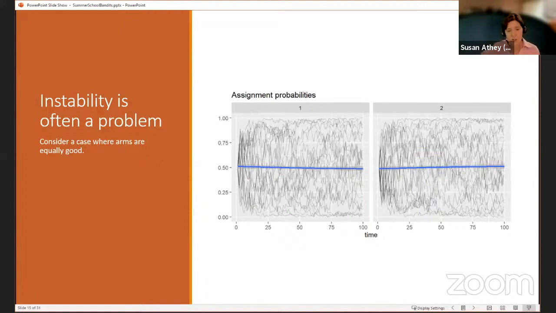Now there are edge cases. This is a particular picture of what happens when the arms are exactly equally good. These are assignment probabilities over time, and I'm using Thompson sampling here, so the assignment probability is proportional to the probability that you think an arm is good. And you see that there are a lot of cases here where the bandit gets confused and thinks that one arm is better than the other arm, even though they're actually equally good. And it dumps the other arm, and it might never figure out its mistake if you don't put some constraints on how low probabilities can go. So this is a pretty common scenario, and actually the instability of bandits is one of the things that makes them a real pain.